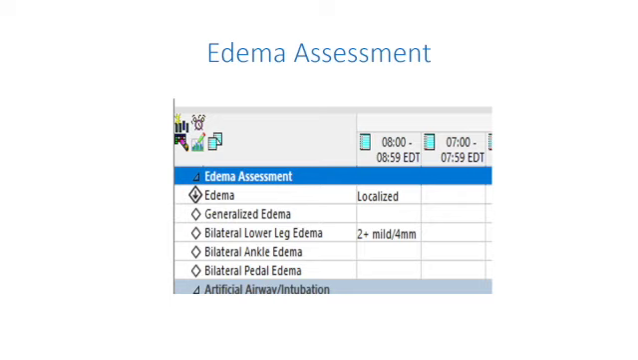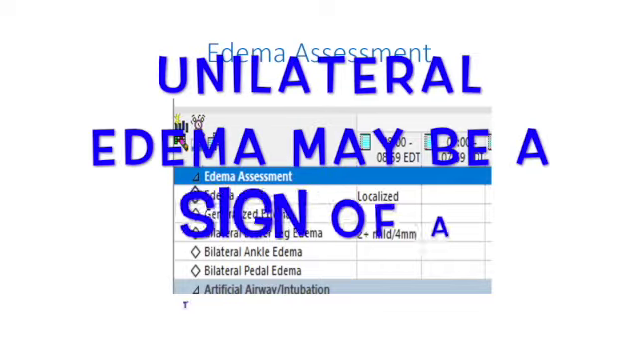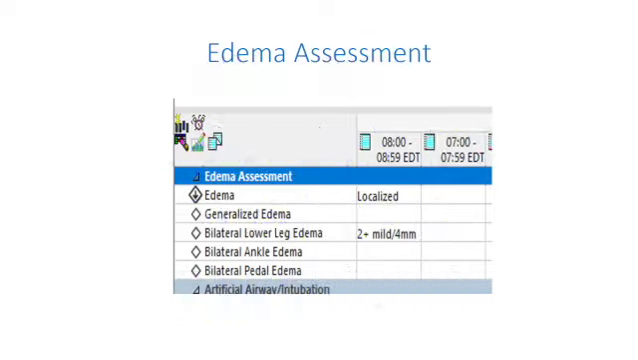You're going to do it as specific as possible. So if they have generalized edema, you're going to say what the edema is, if it's mild, moderate, if it's pitting, things of that nature. If it's localized, then you'll say in which area of the patient it's actually localized to.